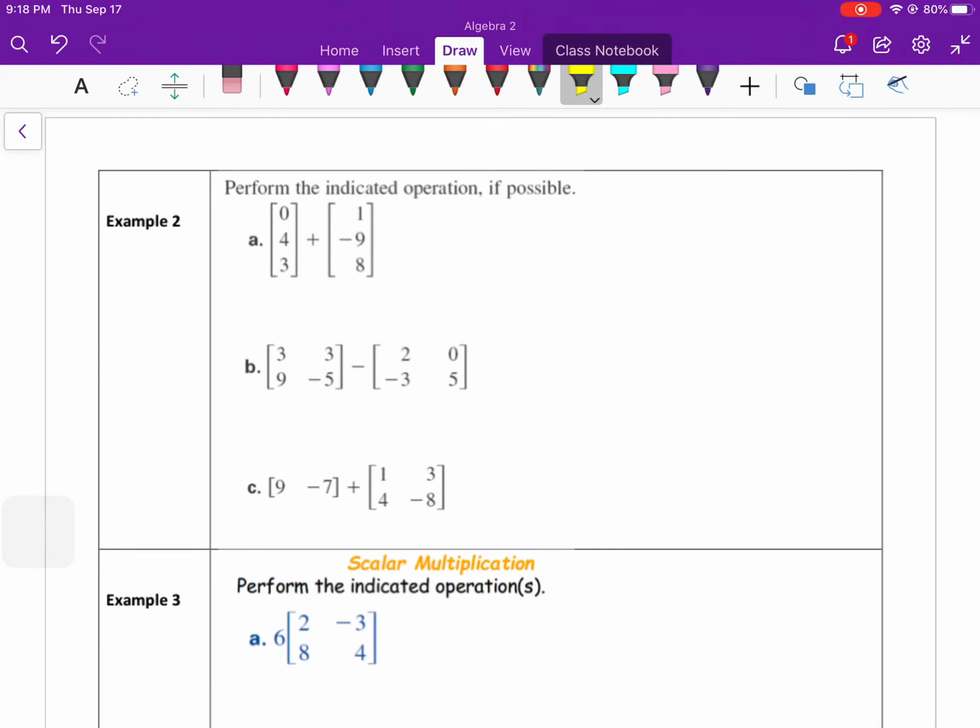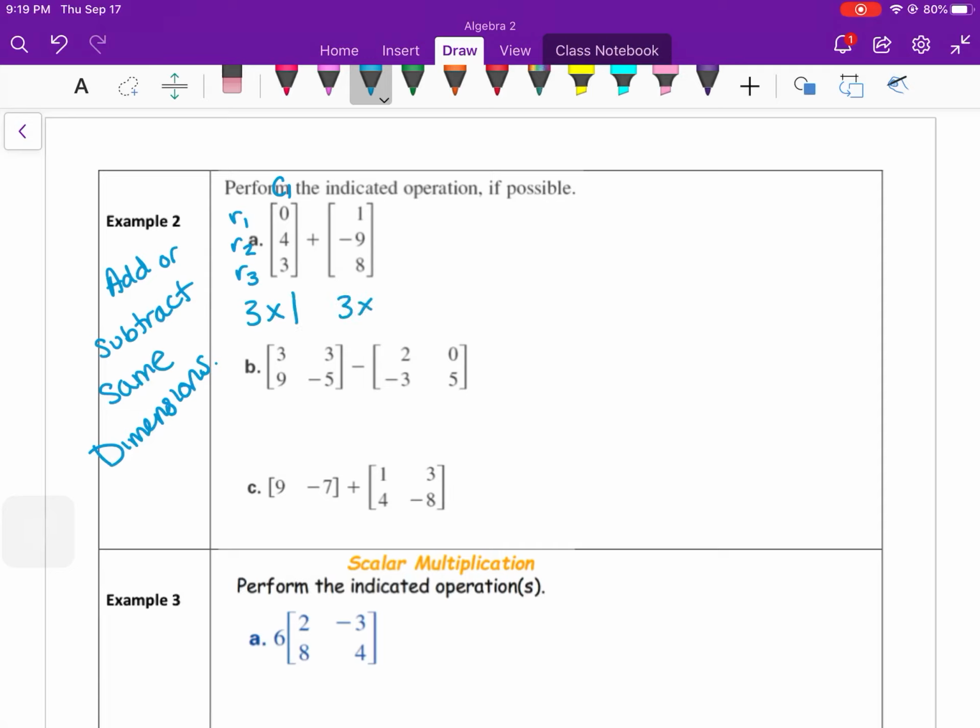In order to add matrices, they must have the same dimensions. So to add or subtract, they must have the same dimensions. So we say the dimensions by rows by columns. So in A, this has 3 rows right here, row 1, row 2, row 3, and then 1 column. So it is a 3 by 1. And the next matrix is also a 3 by 1.